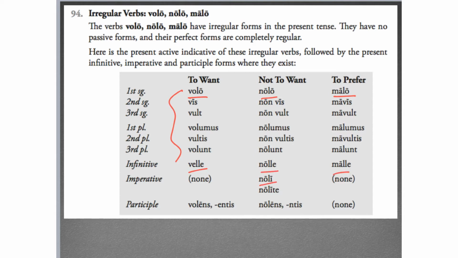The imperatives here for nolo, and we'll talk about those more later, are irregular. And the participles are pretty regular. All the other tenses, and we'll look at them in future slides, are pretty straightforward. If nothing else, they use the same basic formation that you're used to.